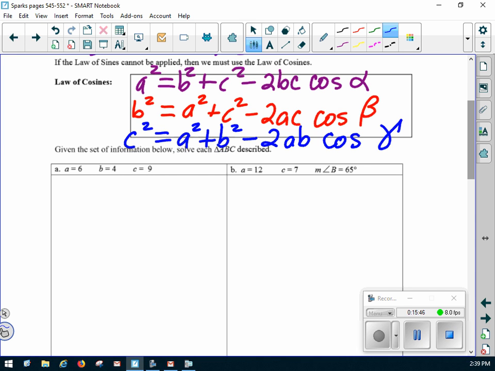Do you notice that the angle here and the side out here match? Pay attention to that. The angle here and the side out here are opposite each other. Okay? All right. We're going to use law of cosines.